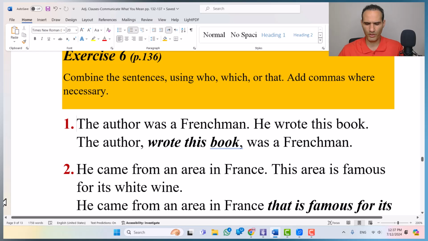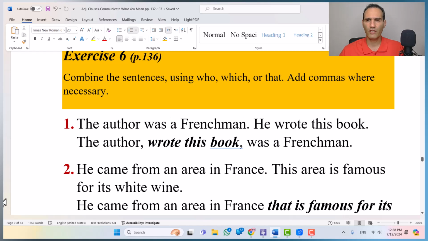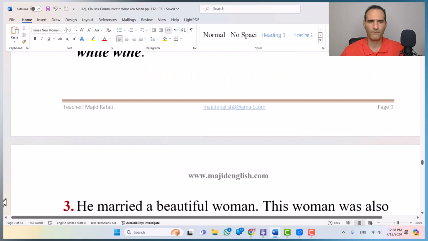It's a very beautiful exercise because it tells us where to put the adjective clause. It says the author was a Frenchman, he wrote this book. So adjective clause for the author goes after the author. The author who wrote this book was a Frenchman. In that context, the speaker and the hearer are looking at the book, so they know that they are talking about the author of this book. Based on this analogy, I put the two commas, unnecessary.